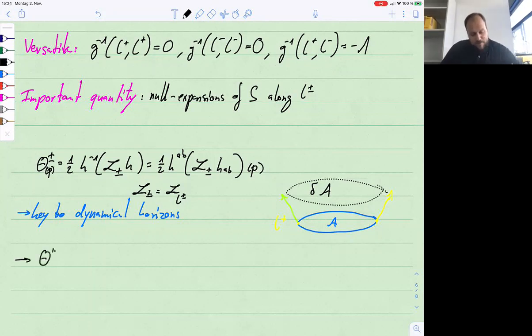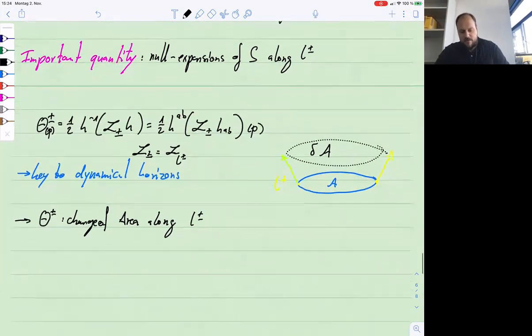So theta plus minus induces a change of area along L plus or minus. And as a second hint, that this has something to do with curvature, we can identify this part as alpha plus minus, which is extrinsic curvature. So this thing knows about its embedding. It knows about the curvature also in the bigger manifold. And therefore this is a very sensitive quantity to causal structure, as we will see later on.